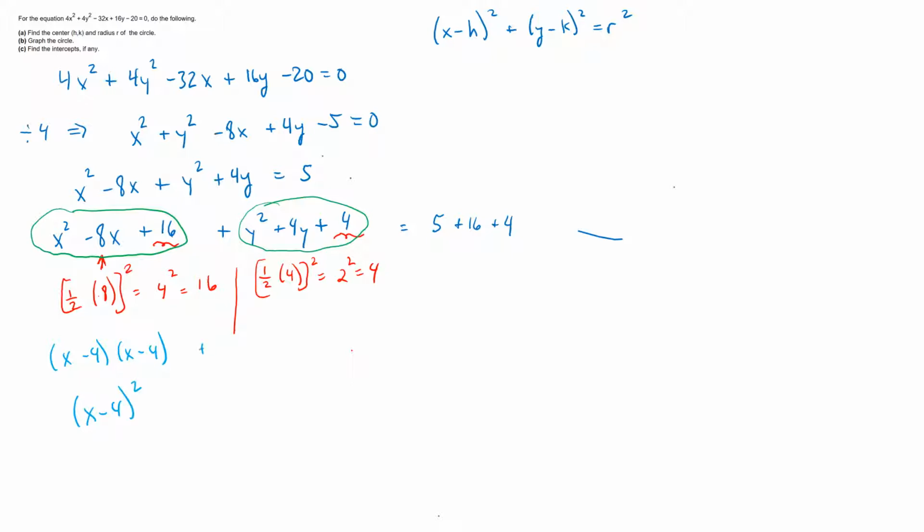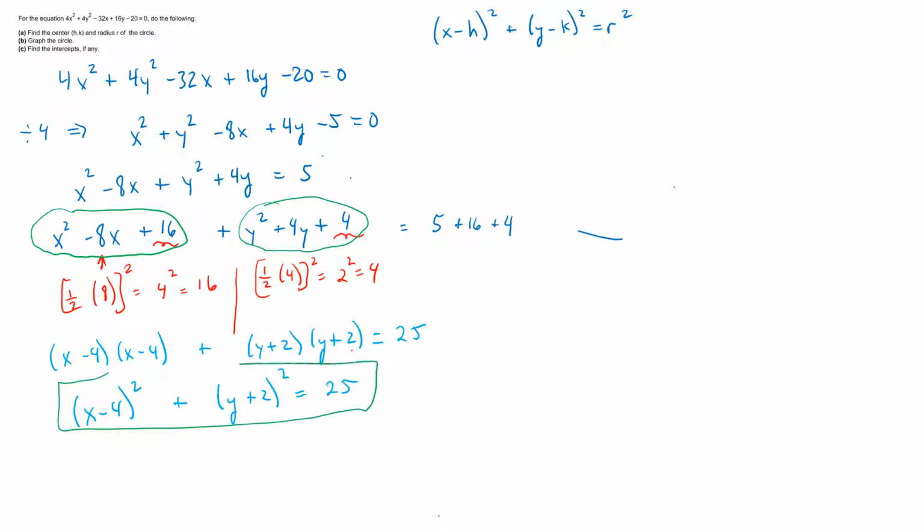And then for the y's, what numbers multiply to 4 and add to 4? That's y plus 2, y plus 2. But we could just write that as y plus 2 squared. And 5 plus 16 plus 4 adds up to 25. And we now have standard form. This equation right here is the standard form, and I can now identify the center and the radius.